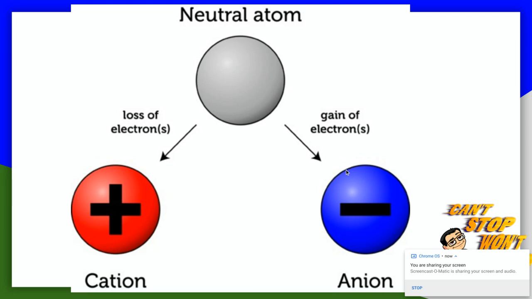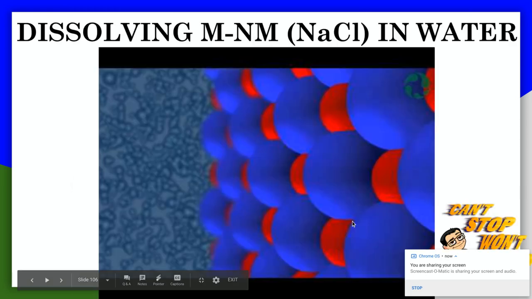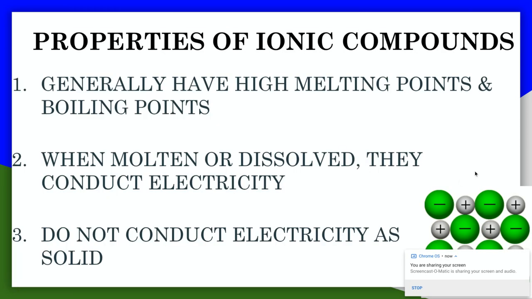And you might want to write these definitions down. So if I lost electrons, I became a cation, which is a positively charged ion. And if I gained electrons, I became an anion, which is a negatively charged ion. And an ion is a charged particle. So make sure you know that. I have cations, which are positive ions. Anions, which are negative ions. Ions are charged particles. Okay?